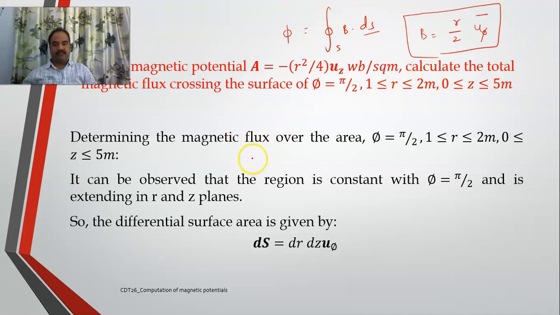I have already mentioned this is in the cylindrical coordinate system, and if you carefully see, phi is constant, right? Which means R and Z are varying. If R and Z are varying, we know it will have three different possibilities, right? dr dz. This is constant, so these two are varying. dr dz I am taking.